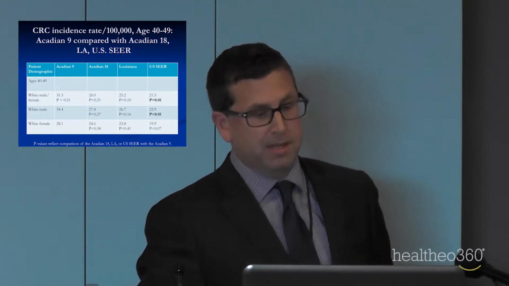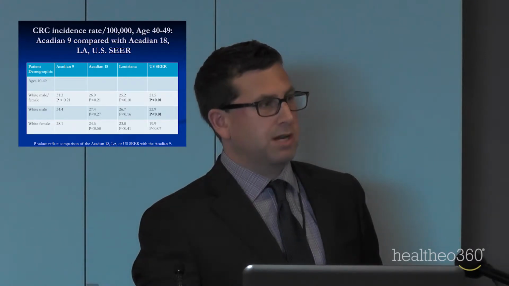So this is the interesting slide. This is the colorectal cancer rates in patients age 40 to 49. And you can see here that in white males and females, the incidence rate was 31.3 per 100,000 compared to 21.5 per 100,000 in the US SEER population. So it's a lot higher and statistically significant. There's also a nice trend going up, and you can see the p-values kind of increasing here. And probably the numbers are too small to demonstrate statistical significance, but there probably is a true trend here, where you go from US SEER to Louisiana to the Acadian 18 and to the Acadian 9, showing these very, very high rates.